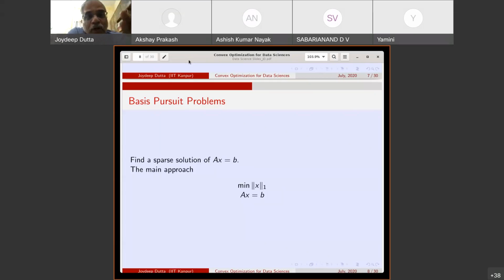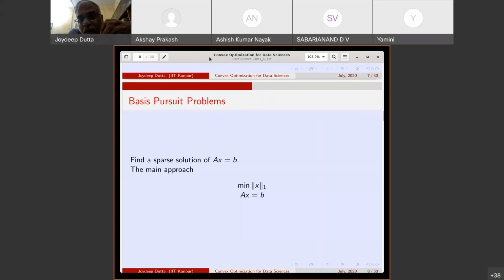So the norm x1 is not the usual Euclidean norm. If x is a vector given by the components x1, x2, ..., xn in Rn, then the L1 norm is defined as the absolute value of x1, because they are real numbers, plus the absolute value of x2, plus dot dot dot, plus the absolute value of xn. It is the sum of the absolute values of x. It is exactly the taxi cab norm, or the Manhattan norm.